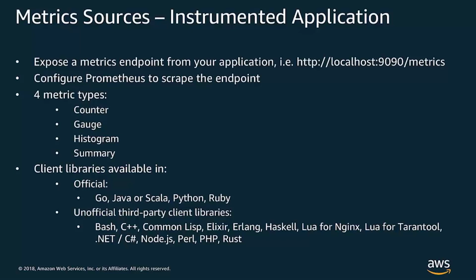The really nice thing about Prometheus client libraries is that they're available in pretty much any language that you'd be interested in. The official client libraries are Go, Java, Scala, Python, and Ruby, but there are a lot of unofficial third-party libraries as well.